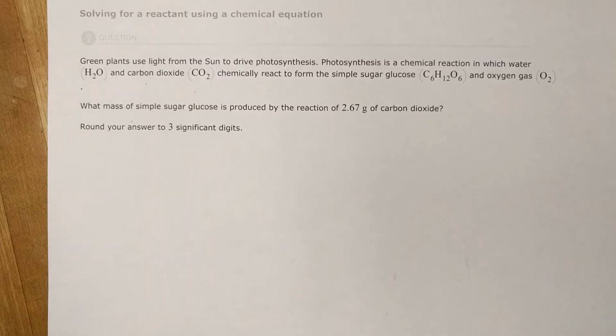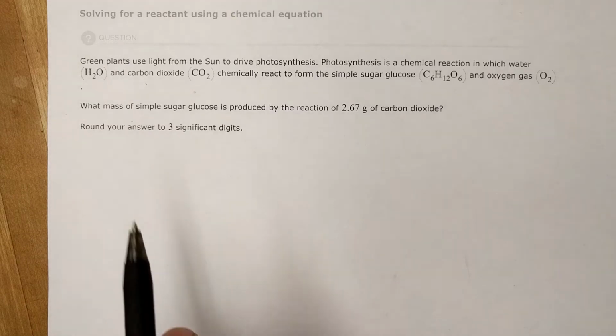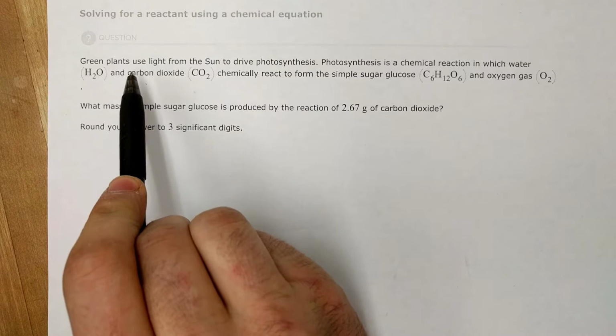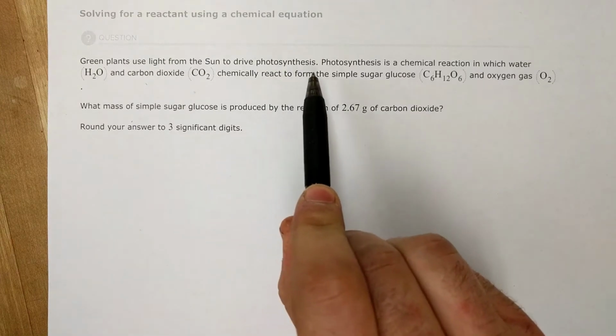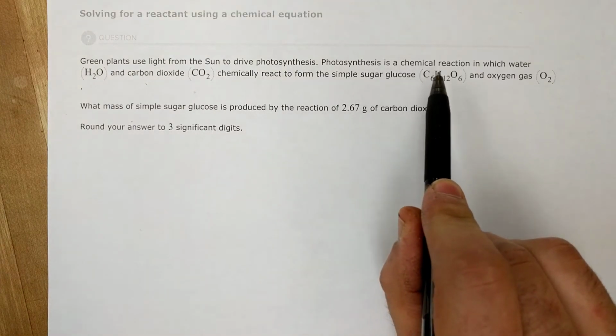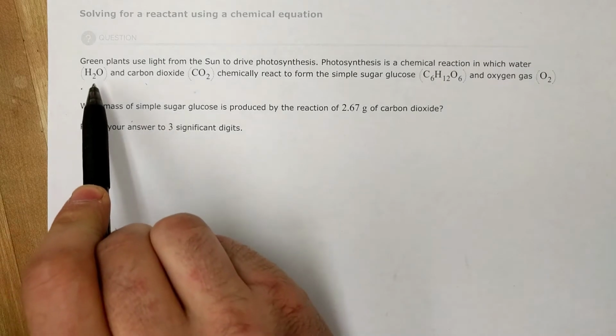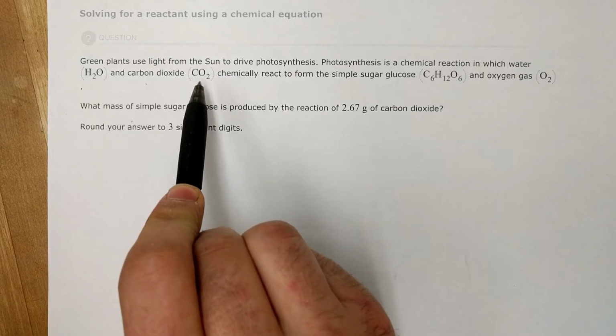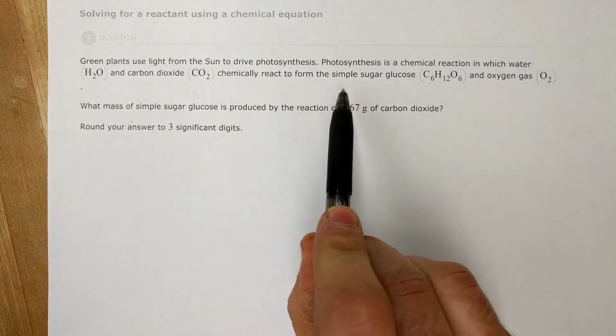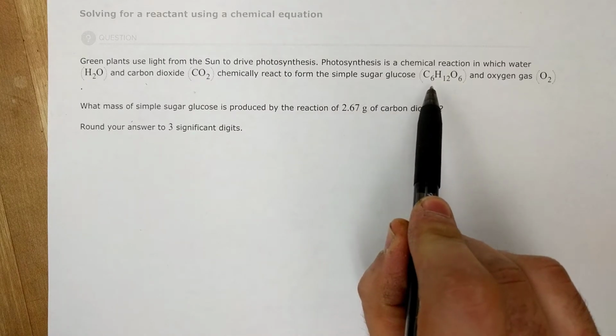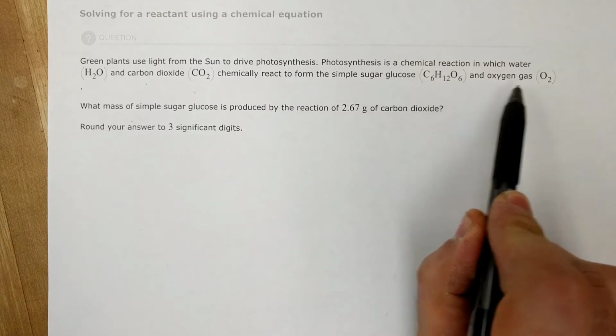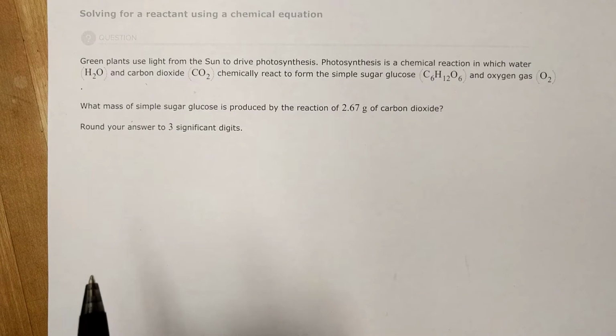Hello, today we're working on a mass stoichiometry problem from the ALEKS homework system. So the problem states, green plants use light from the sun to drive photosynthesis. Photosynthesis is a chemical reaction in which water, H2O, and carbon dioxide, CO2, chemically react to form the simple sugar glucose, C6H12O6, and oxygen gas.